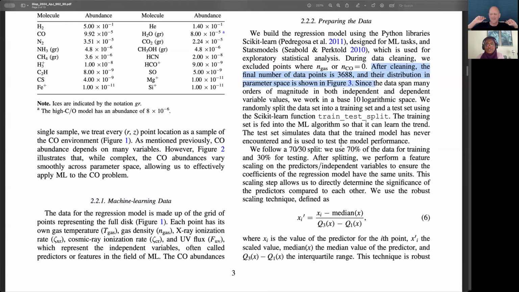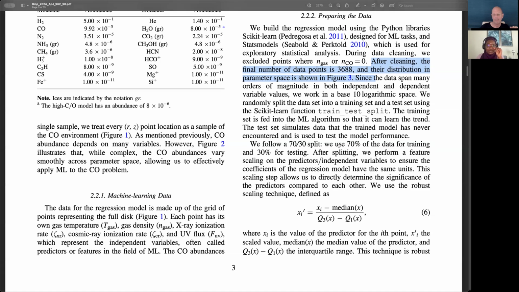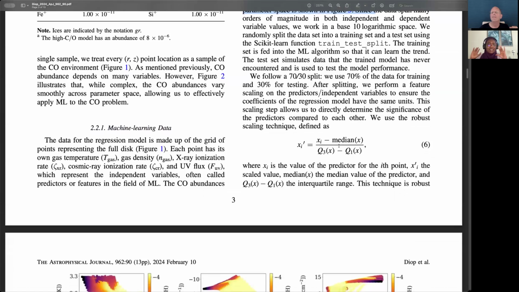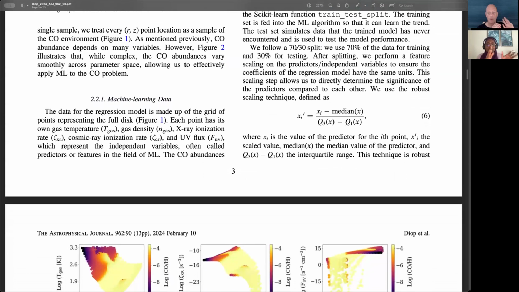Right. And we also split our data into a training set and a test set, as we typically do in machine learning. So we follow a 70-30% splitting. So 70% we feed it so that it learns what the trend is, and then 30% of data it has never seen, we use that to test how good our model is by comparing the predictions it makes on that test set with the actual values of the test set.